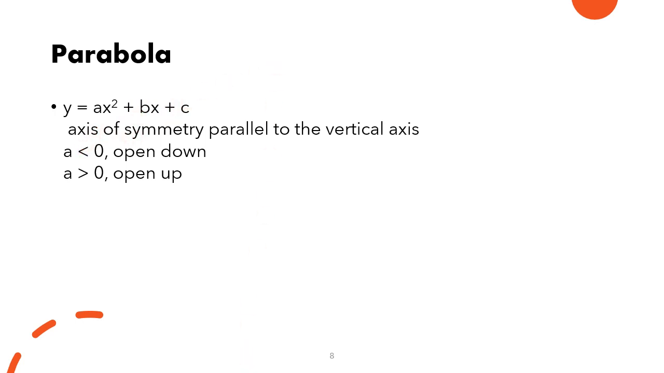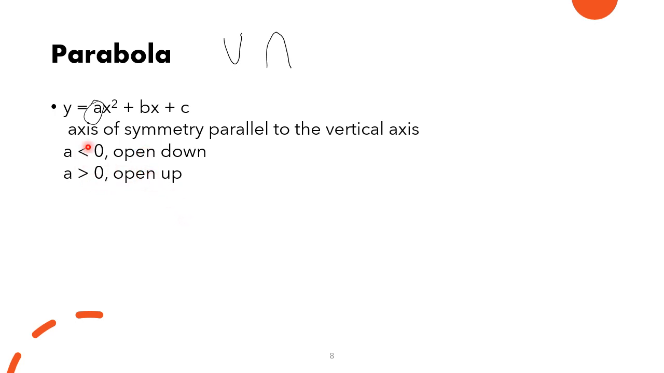The parabola form is open up and open down like this. And this can be defined through the value of a. If a is smaller than 0, it will open down. If it is bigger than 0, it will open up.